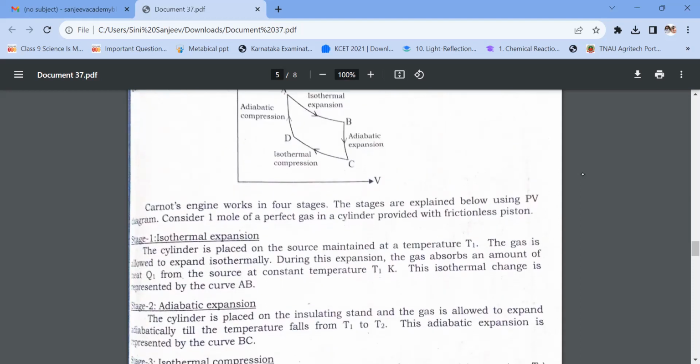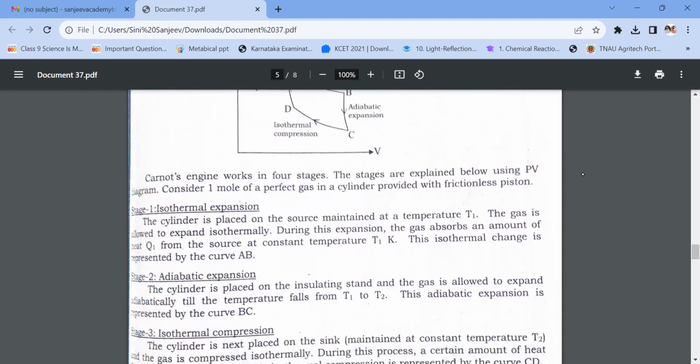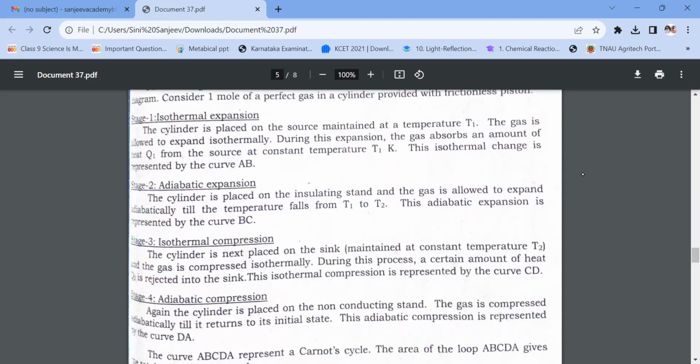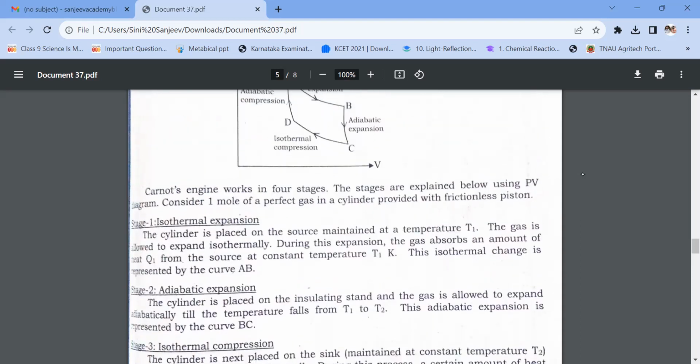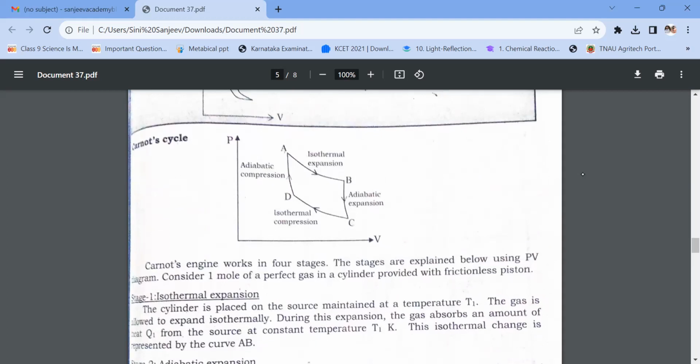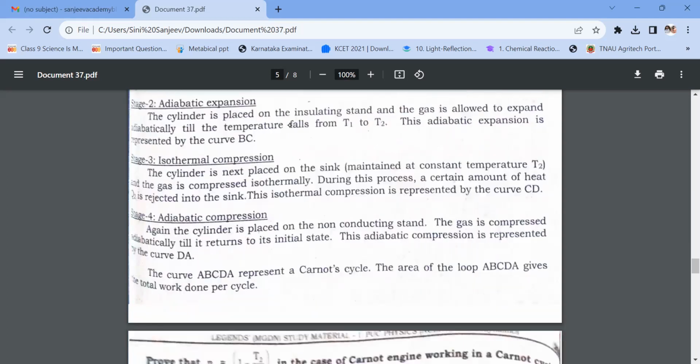Now the next one is adiabatic compression, from D to A. D to A is my adiabatic compression. So in adiabatic, what is the main thing? Heat is being preserved. So till it returns to the initial state. What is the initial state? A. It has been adiabatically compressed, and this cycle will follow. That's all. So you have to know this graph properly, because for the exam they might ask you regarding the Carnot cycle. Very important.